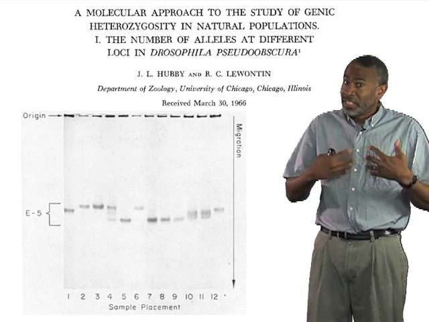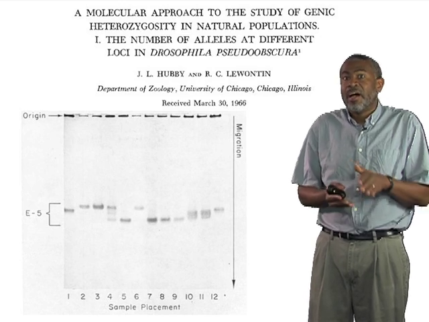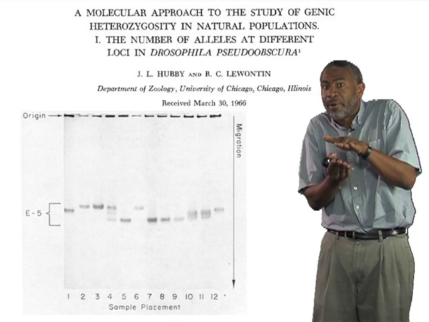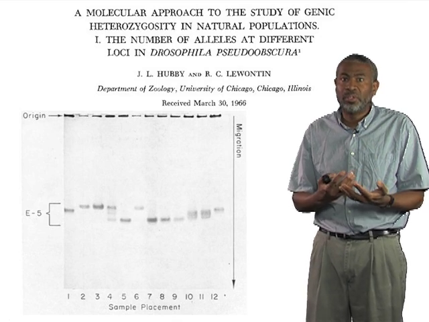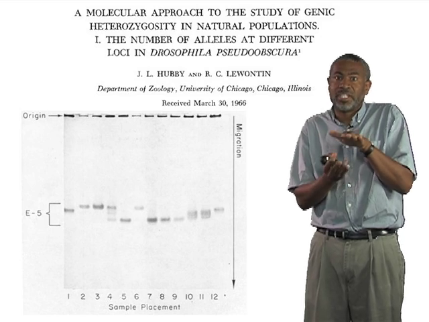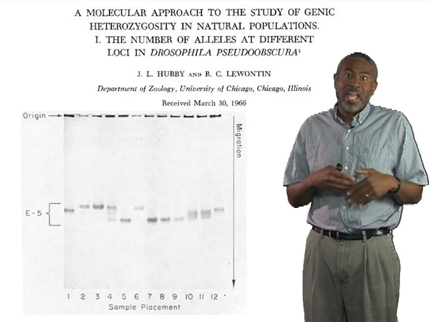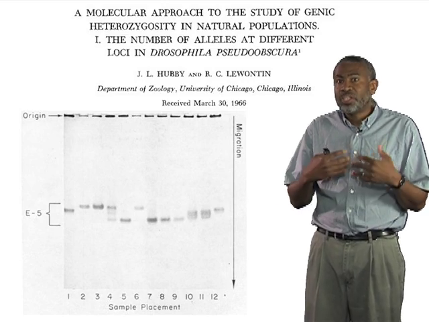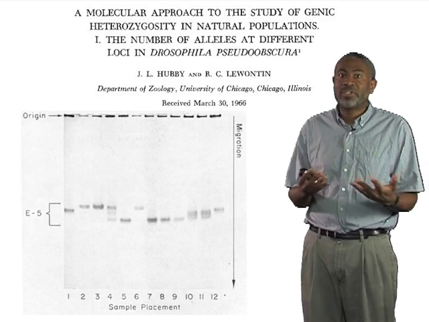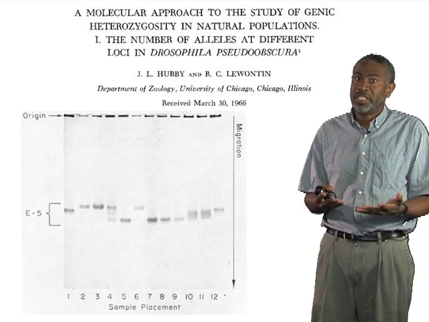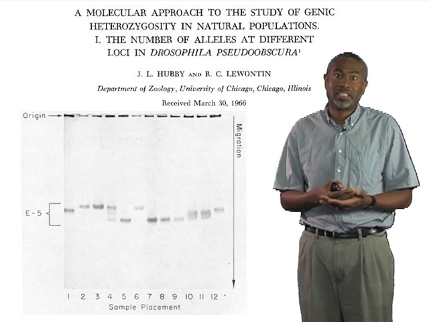What you can see is that there's a lot of genetic variation. Different individuals look different. These alleles are being separated by the charge, not the size of the molecule, but the charge, whether it's a negatively charged allele or a positively charged allele. And you can see there's a lot of genetic variation, and this was scientists' first view of the amount and nature of genetic variation within species. It was a very exciting time, and as you can see, this paper was published in 1966.